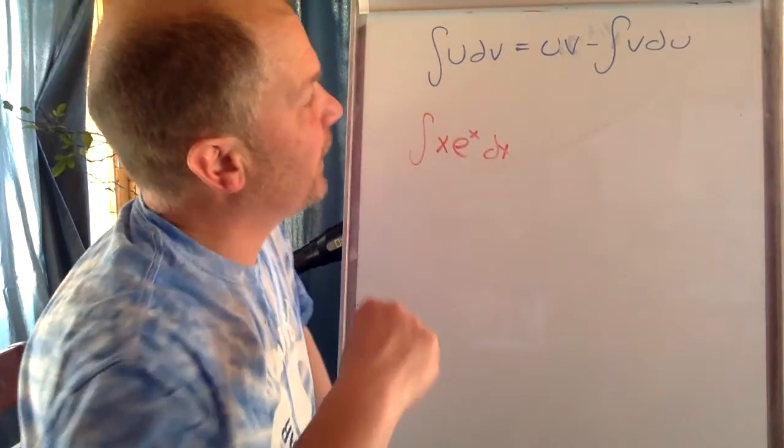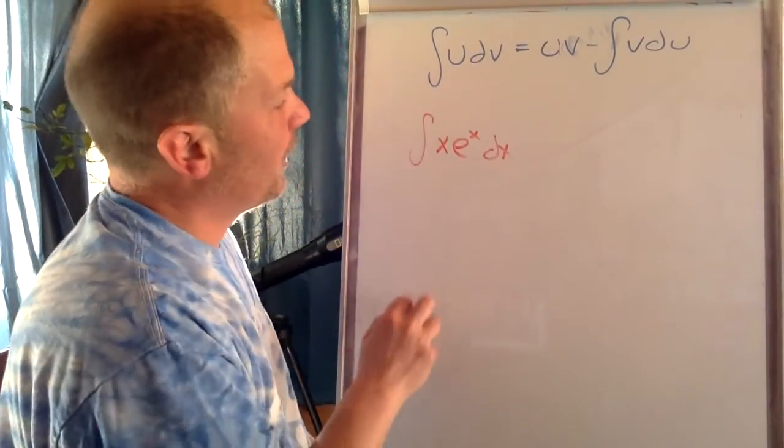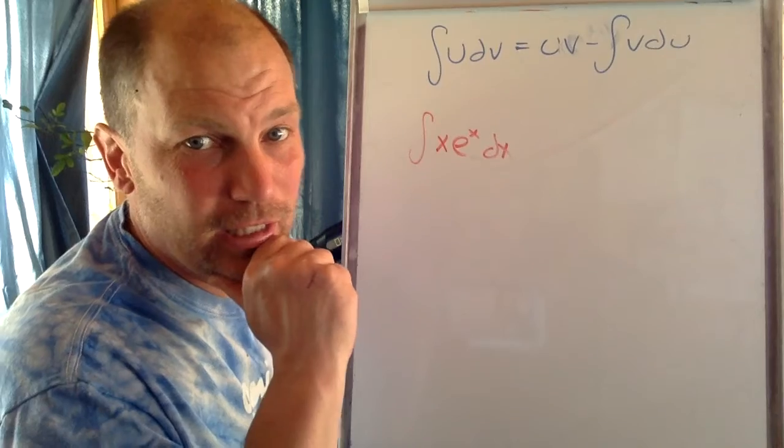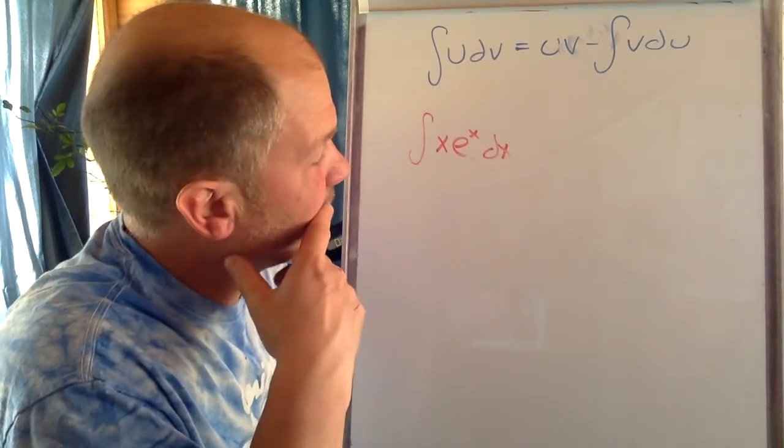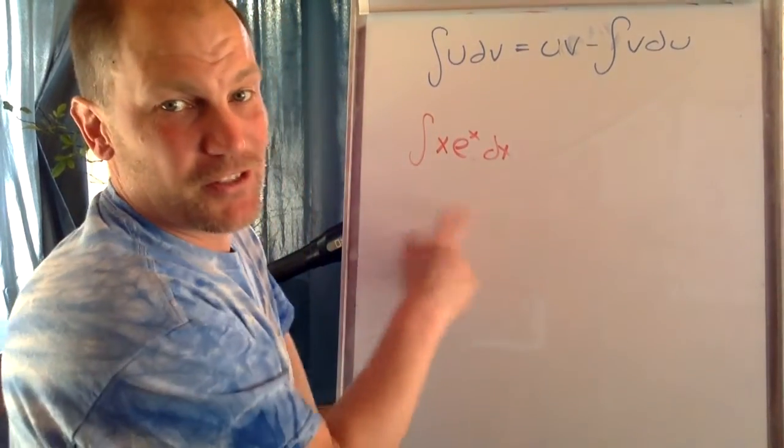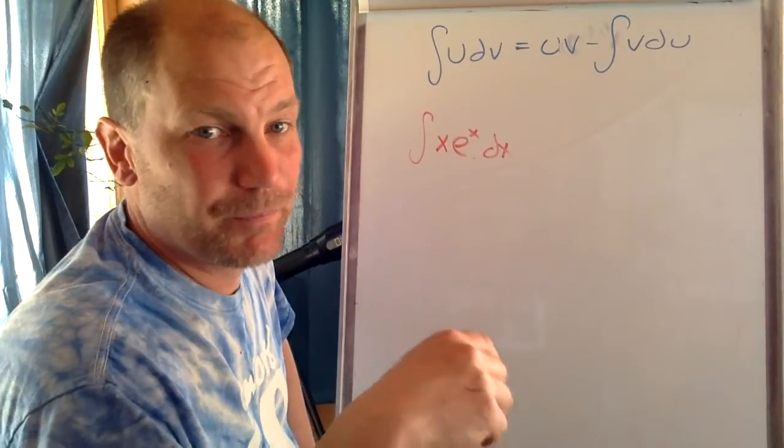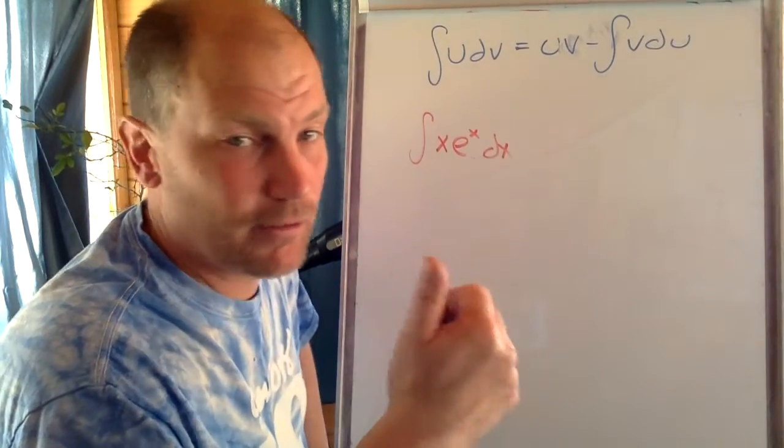So this is the formula we ended with, the last little thing. We are going to learn how to integrate the integral of x e to the x dx. On the surface, this might look like an easy integral, so we might try to use substitution. That's not going to work.